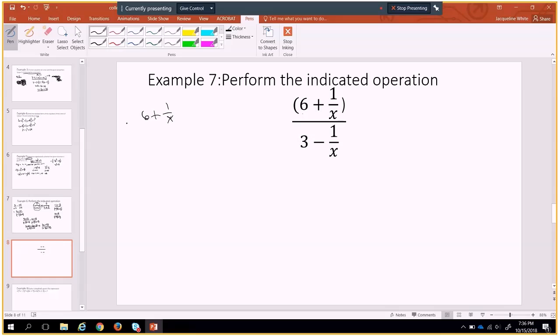Take that 6 as having a denominator of 1, right? It'll help you with these problems and make your life a lot simpler in thinking about what's the next step.